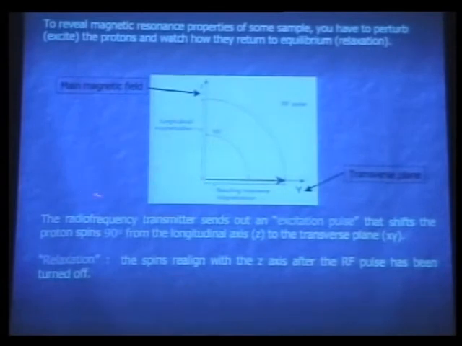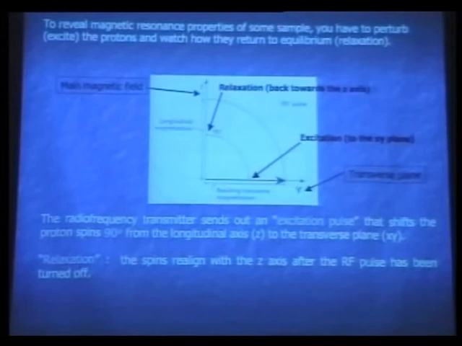So that perturbation is this excitation pulse. The excitation pulse is meant to shift the proton spinning around this to where they're spinning around this one instead. And it's a 90-degree shift from the longitudinal to the transverse plane. When you turn that excitation pulse off, then those things are allowed to relax back to this, because this B0 magnet is still there. All you've done is turn something off and on in this plane.